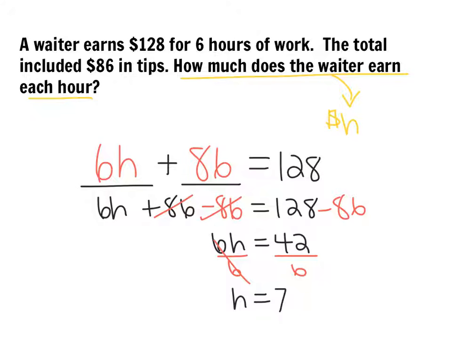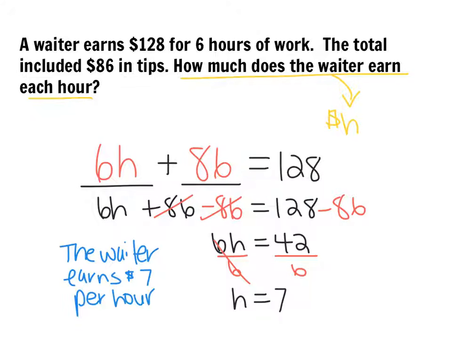I look back to the original question. How much does the waiter earn each hour? And since I found H to equal 7, then I know that the waiter earns $7 per hour.